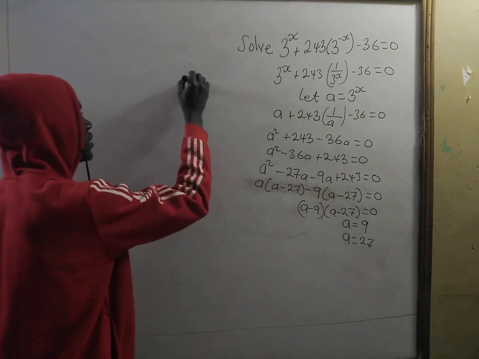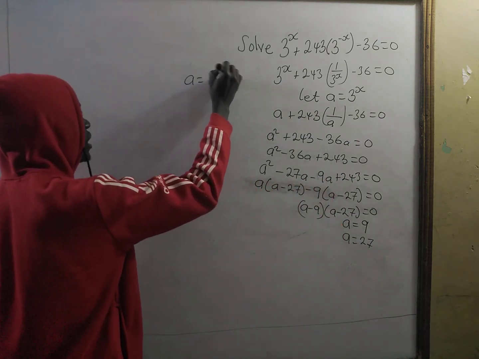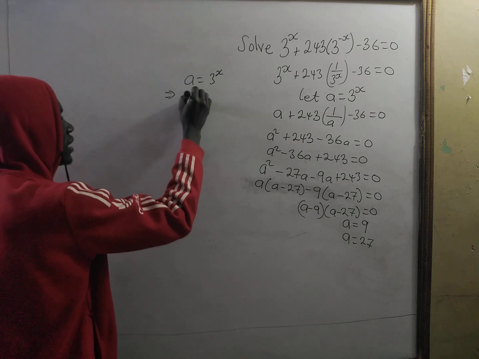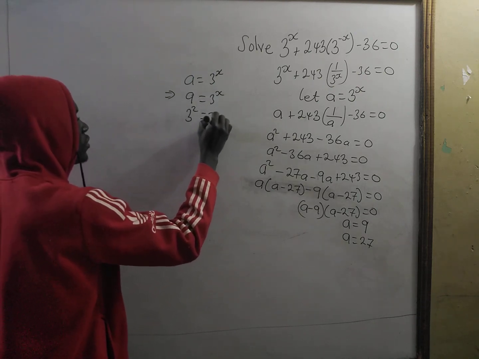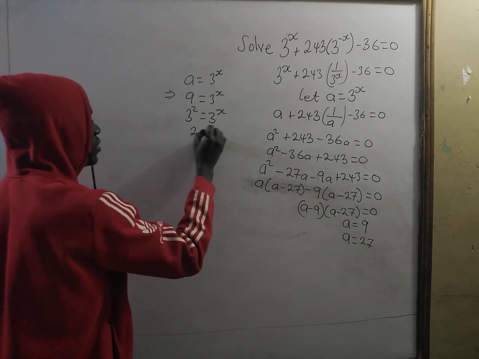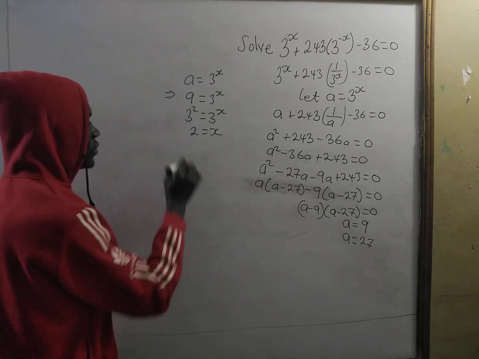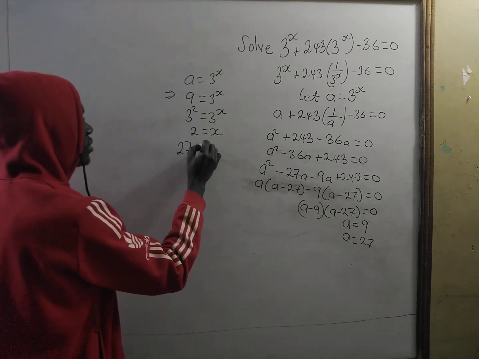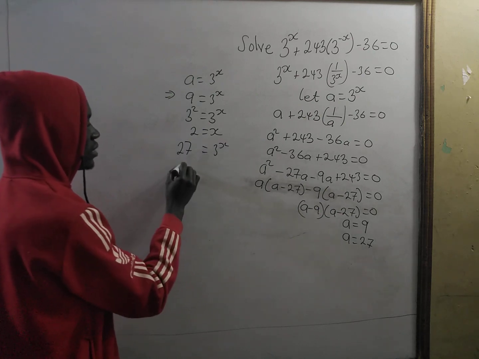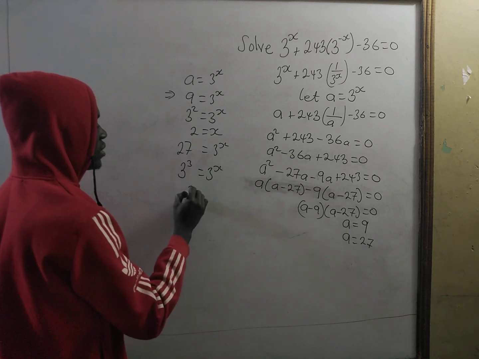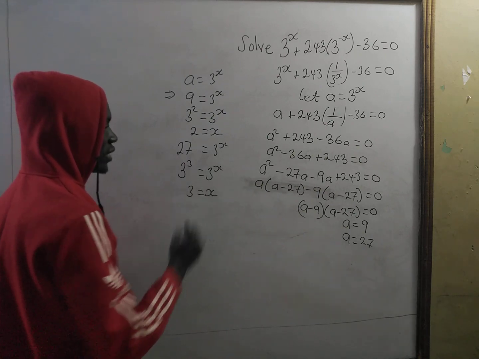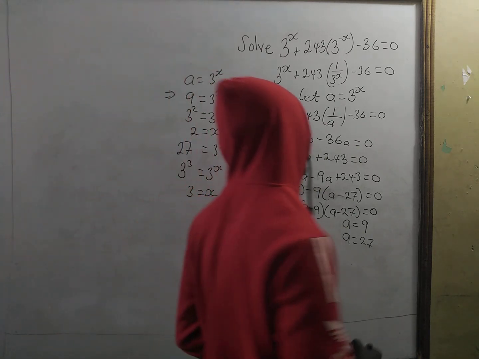But we said that a equal to 3 exponent x. This implies that 9 equal to 3 exponent x. You have 3 squared equal to 3 exponent x, so x equal to 2. And you have 27 equal to 3 exponent x. You have 3 exponent 3 equal to 3 exponent x, so x equal to 3. So that is very simple.